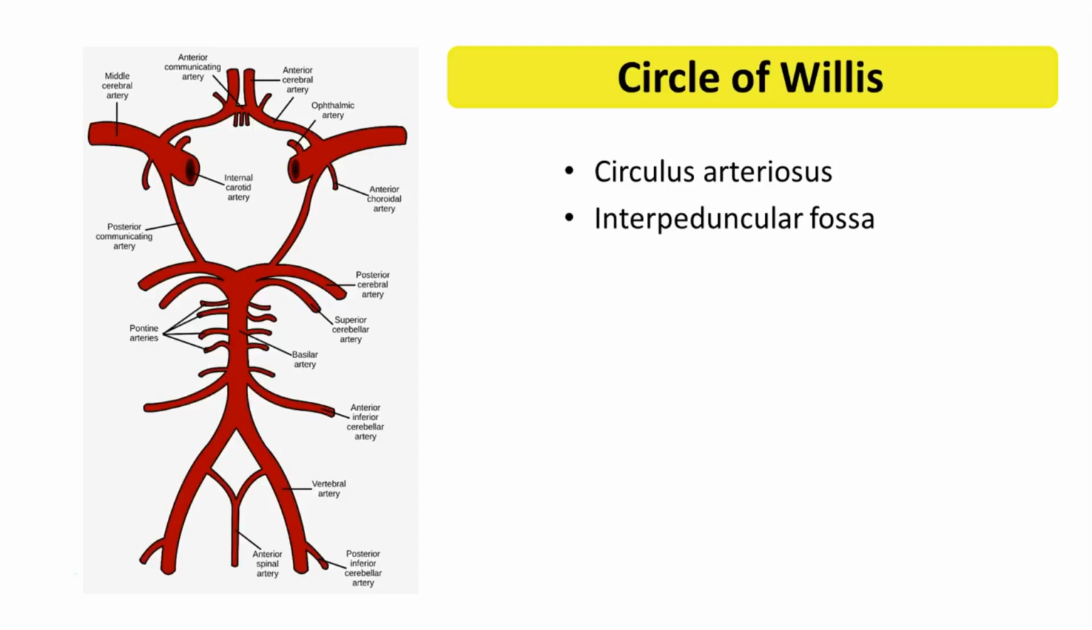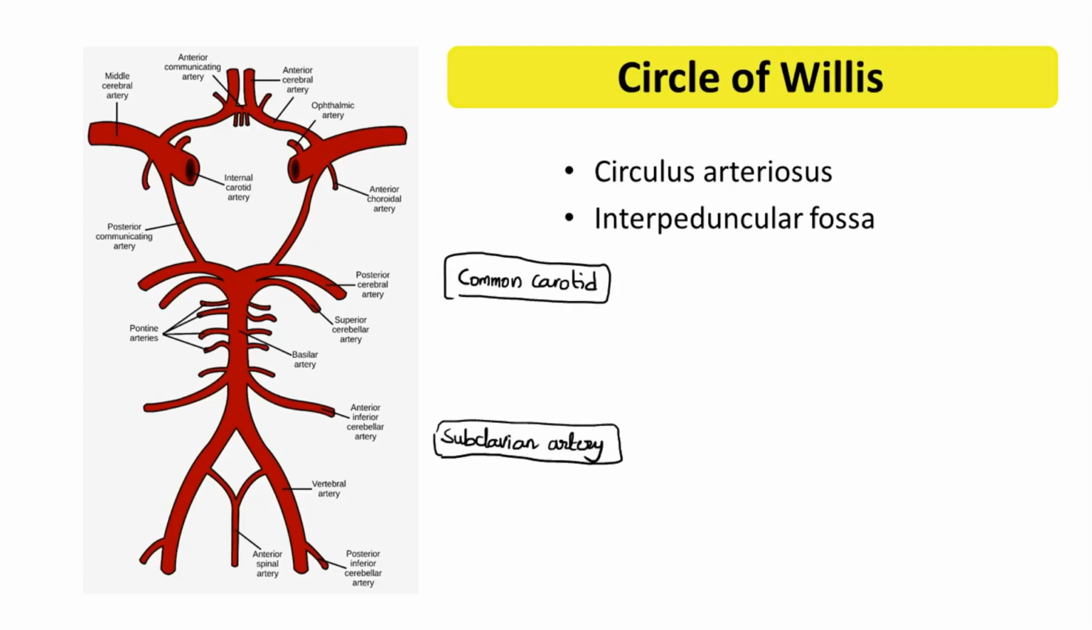Let us begin from common carotid artery. The common carotid artery takes origin from the aorta, right? So aorta gives rise to two arteries. One is common carotid artery, the other is subclavian artery. There is right and left common carotid artery. The common carotid artery gives rise to an internal and external carotid artery. What are the two branches? Internal and external carotid artery.